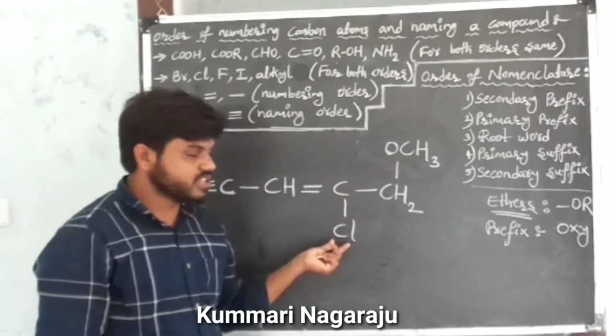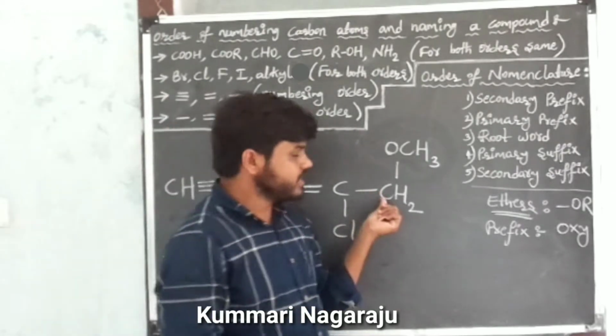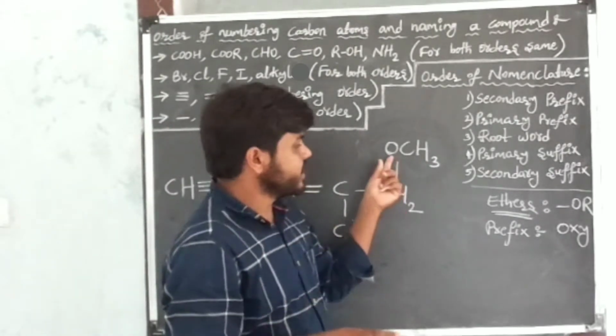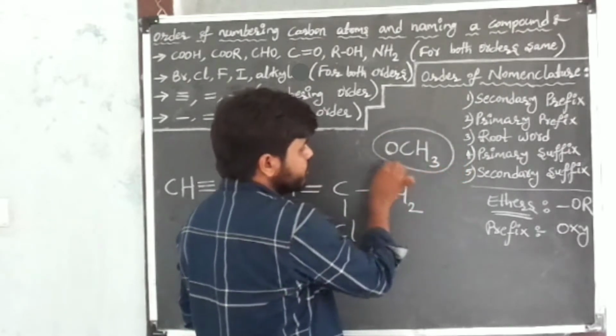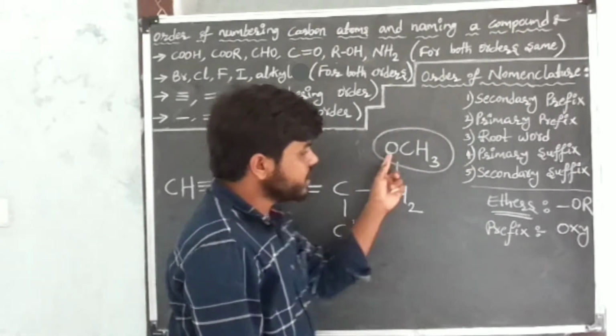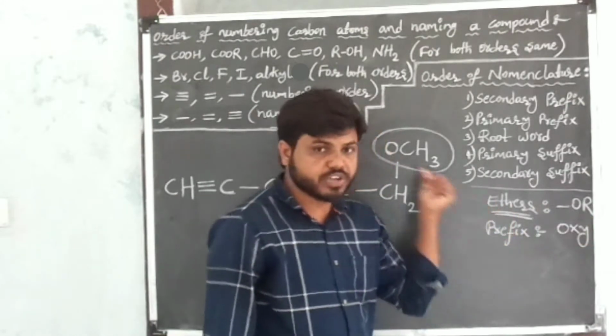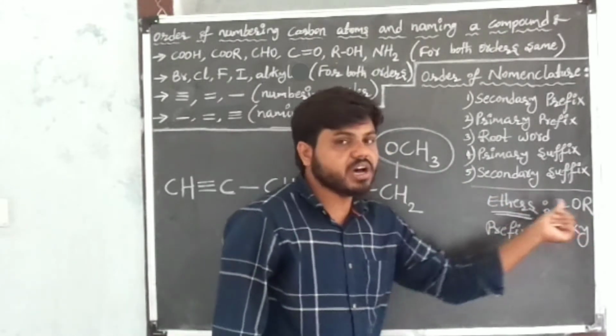At this carbon, one substituent is there, that is chlorine. At this carbon, another substituent is there, that is ether. This compound belongs to the ether group. You can check this compound with the formula of ethers.